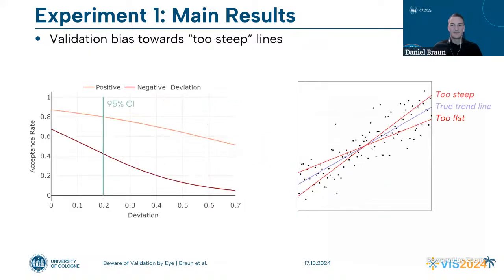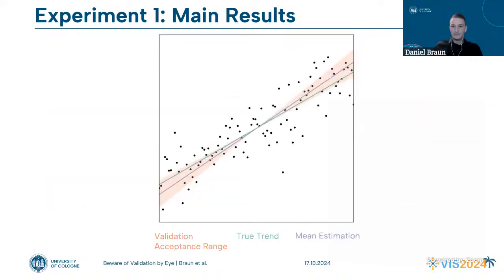As a second result, we found a validation bias towards too steep trend lines. That means that trend lines with an increased slope got much more likely accepted than ones with a decreased slope in relation to the true trend. Both results are nicely illustrated in this example stimulus by comparing the mean validation acceptance range, which is marked as the orange area, with the mean estimate and the actual true trend. The validation acceptance range not only exceeds the mean estimation, but is also way steeper than the true trend.